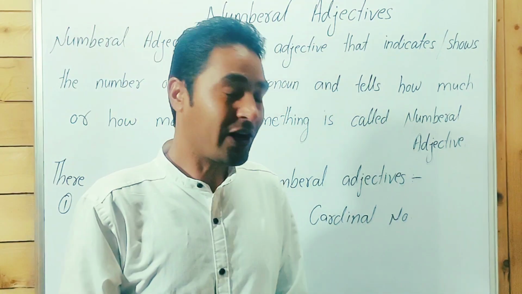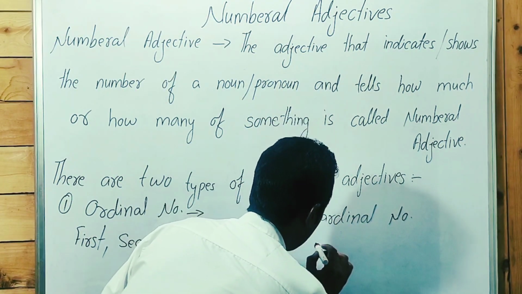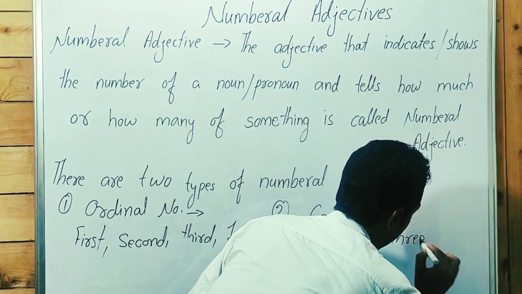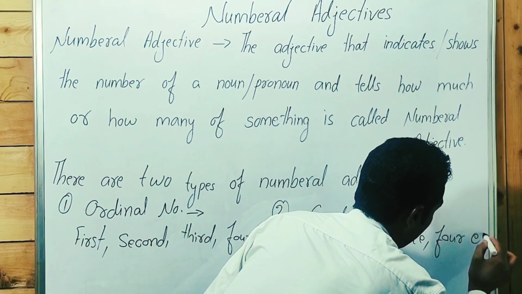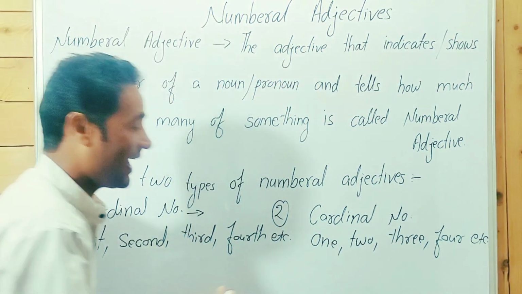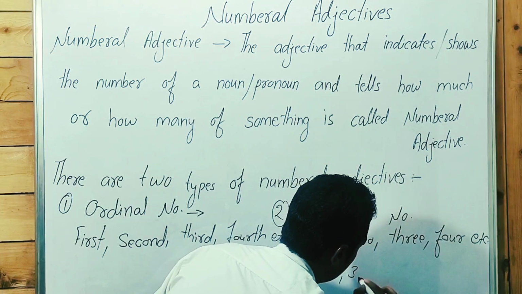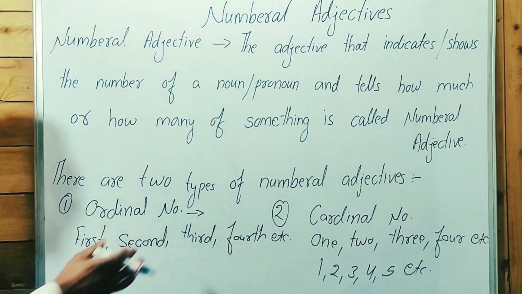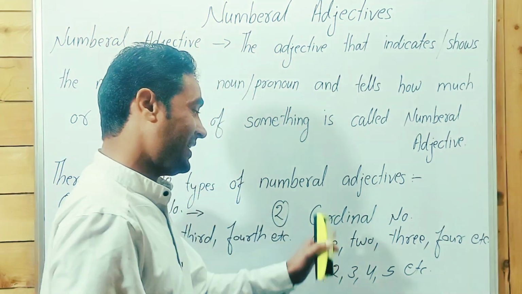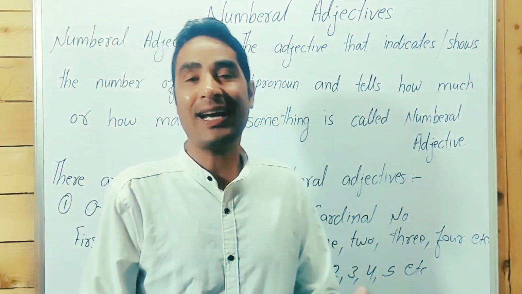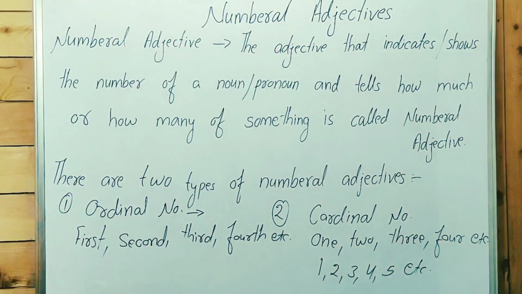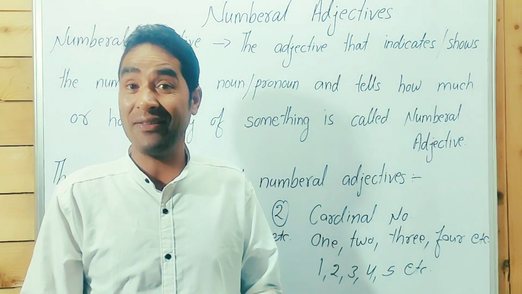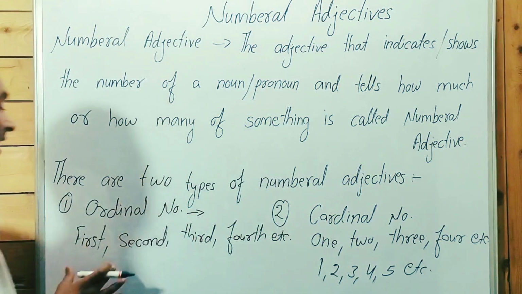When we talk about cardinal numbers, you can write 1, 2, 3, 4, 5, 6, 7, 8, and you can also write 1, 2, 3, 4, 5, 6, 7, 8, 9, 10. Both are cardinal numbers. You can write this way and this way, both ways are cardinal numbers. And ordinal numbers are first, second, third, fourth, fifth, sixth, seventh, eighth, ninth. All these are ordinal numbers.